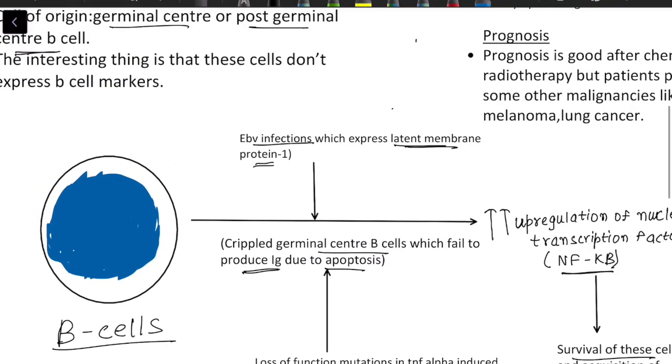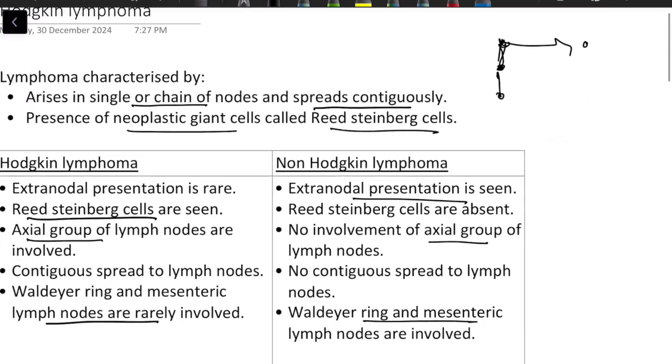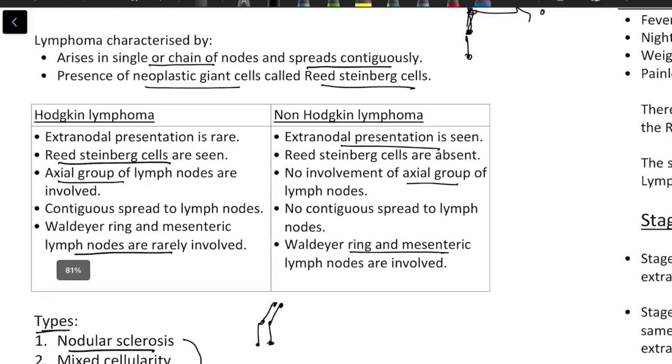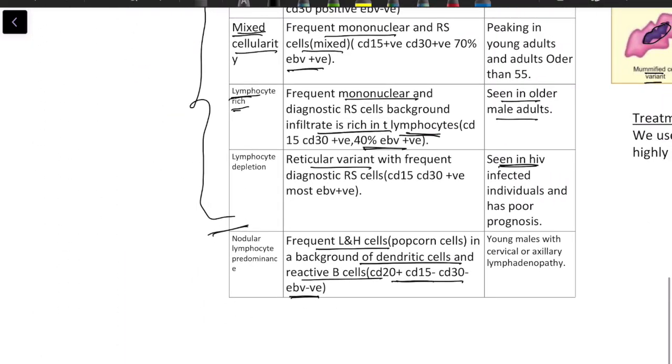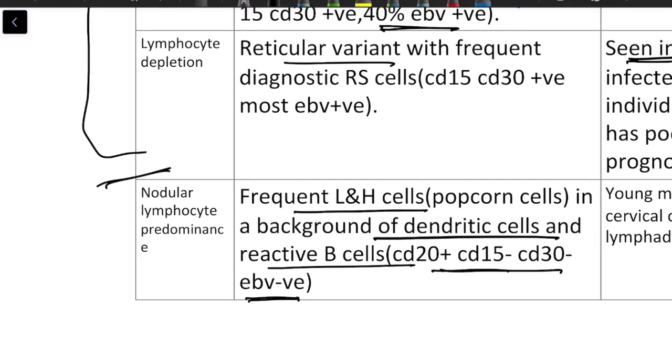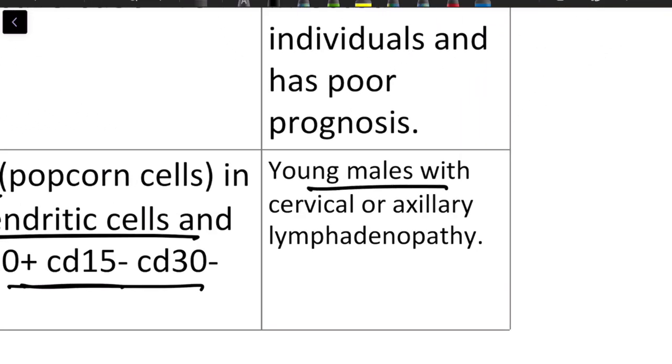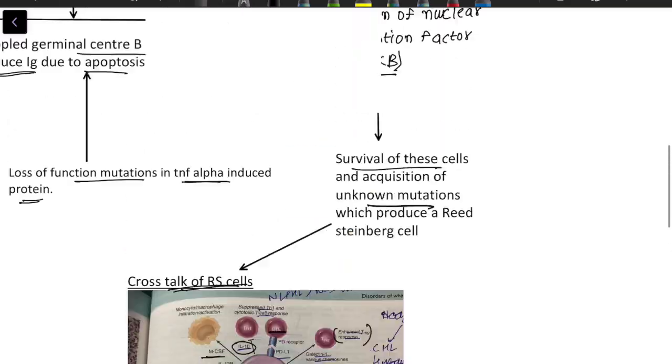And this is the exception to this Hodgkin's lymphoma rule which we applied here, that we will see that these cells are not expressing the B cell markers. That is why this has been kept separately. So this is presenting in young males and presents as cervical or axillary lymphadenopathy.